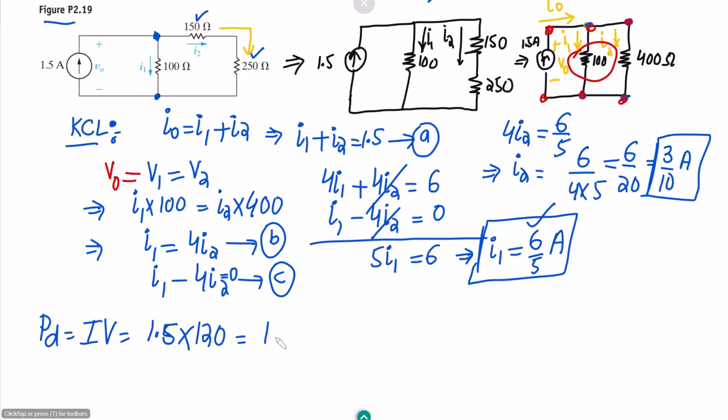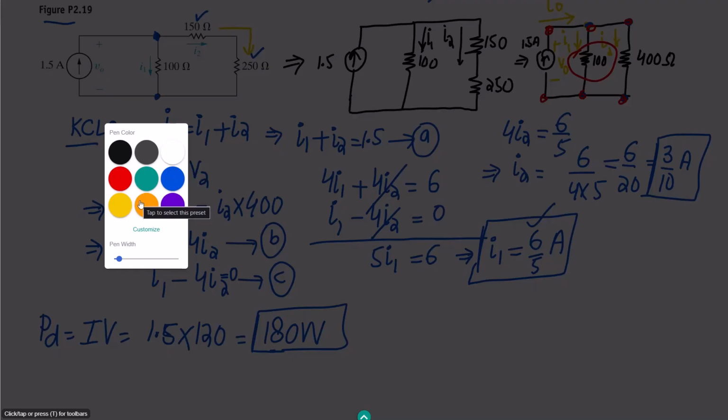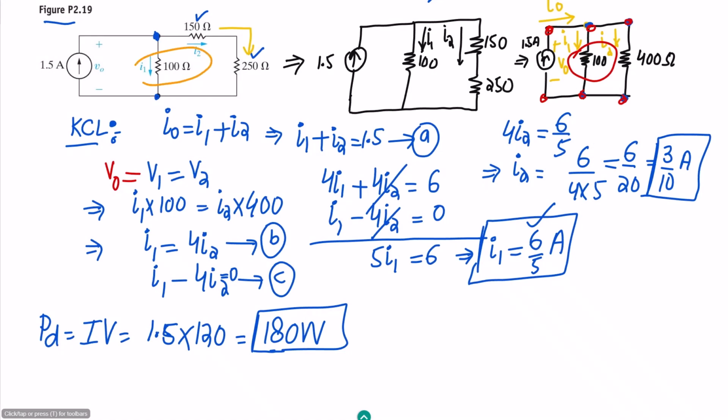Multiplying with it, we will get what? It will be 180 watts. Okay, so this is 180 watts. Now in order to find the power which is absorbed, we have three absorbing components. The first one is here, the second one is 150, this is 250. So let me find the values of the power here.